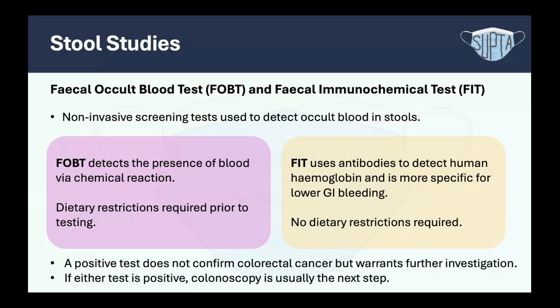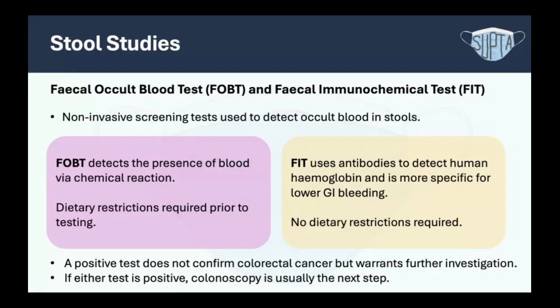Moving on to stool studies, these are non-invasive screening tests that are used to detect occult blood in stools, which, as we mentioned earlier, is hidden and not visible to the naked eye. Starting with fecal occult blood tests, this test detects the presence of blood via a chemical reaction. However, the test is not specific to human hemoglobin, so things like red meat or certain vegetables and medication can affect the results and give us a false positive result. Because of that, patients need dietary restrictions beforehand to ensure the results are accurate.